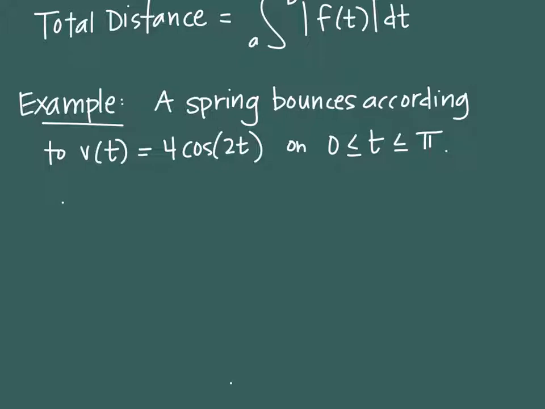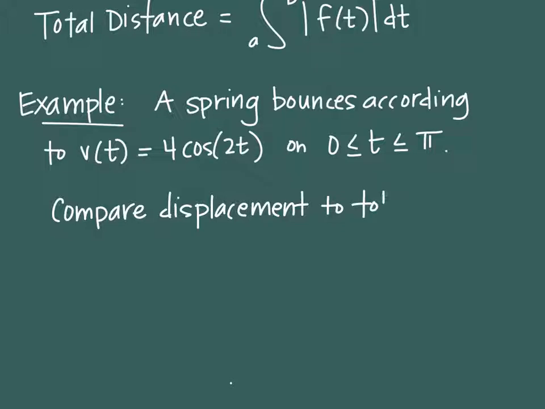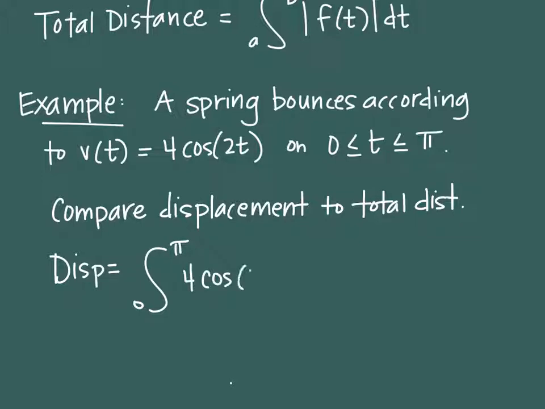And so let's compare the net distance to the total. So we're going to compare the displacement to the total distance. And we can let our calculators handle this as well. So our displacement would be set up, if we had our calculator, from 0 to pi, taking the velocity of 4 cosine 2t dt. And then we evaluate the antiderivative of that. And we can confirm that with our calculator.